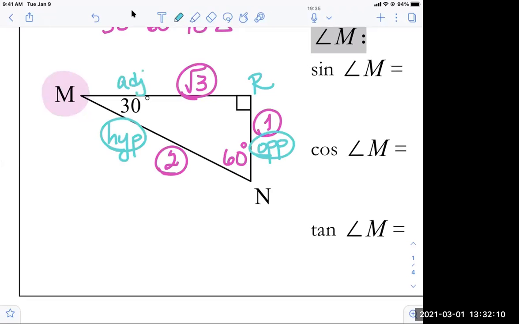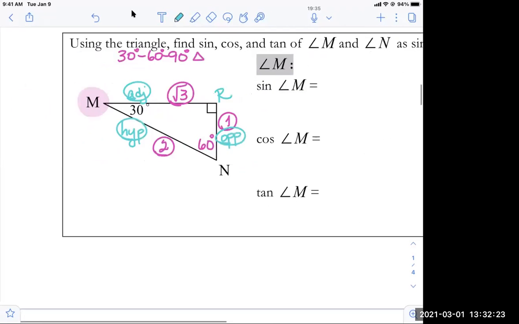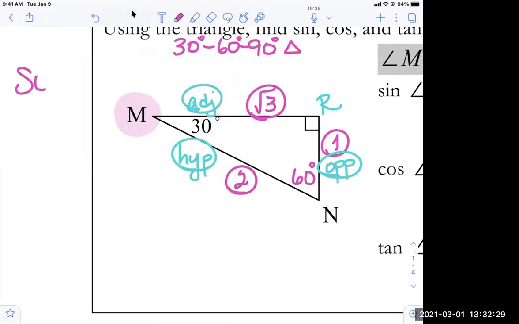And again, remember, adjacent's always a leg. The hypotenuse is always the hypotenuse. Okay, so we're going to do sine, cosine, and tangent from angle M. And again, let me remind you that sine is opposite over hypotenuse. Cosine is adjacent over hypotenuse. And then tangent is opposite over adjacent.